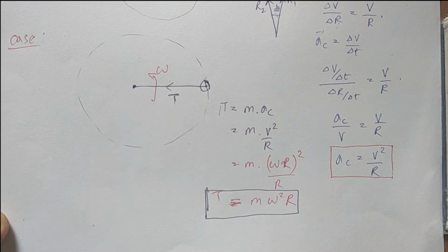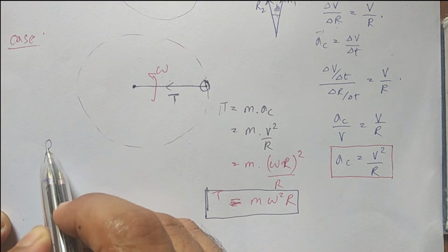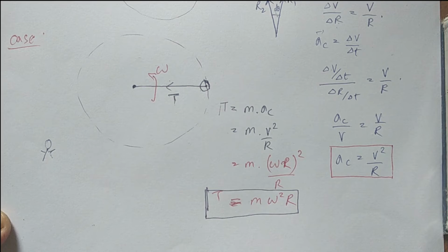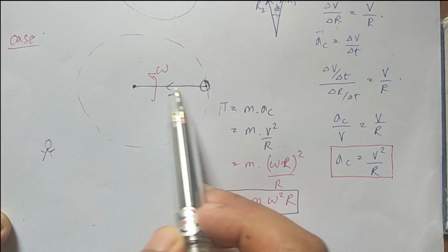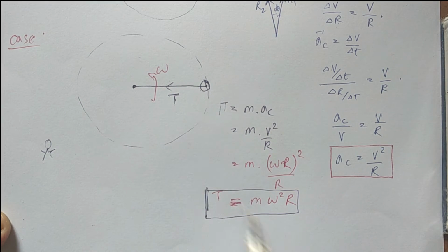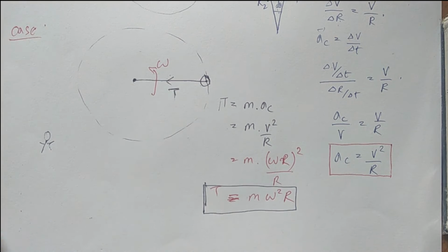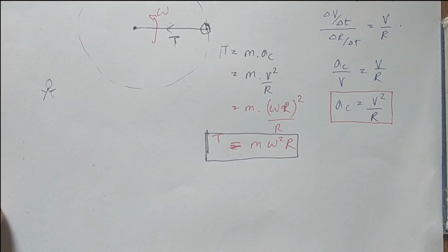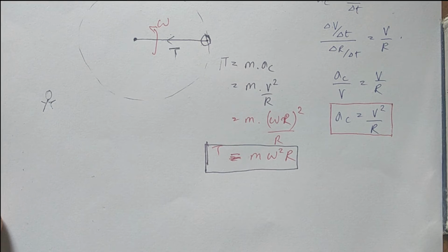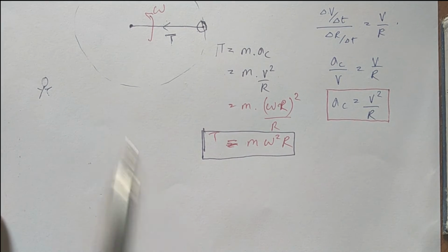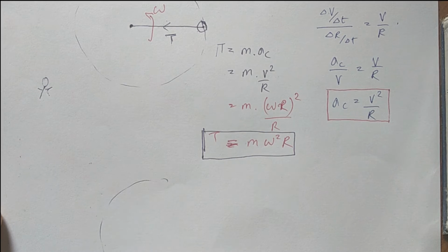So in this first case, we have taken the observer to be on the inertial frame of reference. He's in the inertial frame of reference and is observing this situation. So he can say that this tension force is the force that is causing the centripetal acceleration. But let us suppose there is another case where the observer is not on the inertial frame of reference but is in the non-inertial frame of reference.